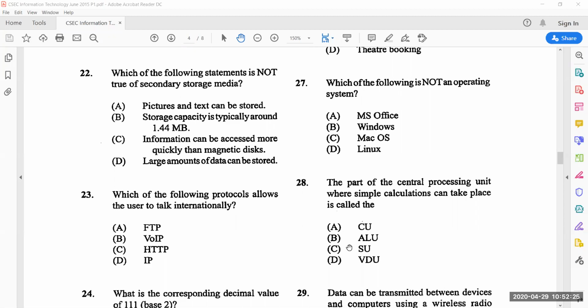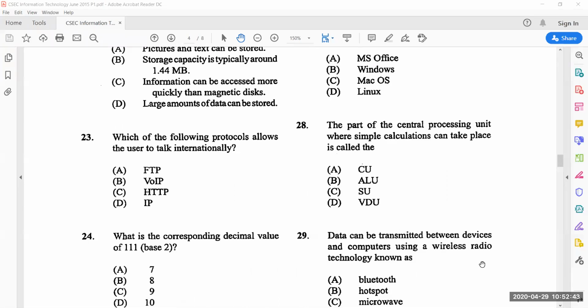Yes, that's correct. MS Office is more of an application program, because MS Office comprises multiple different types of applications, right? So Windows, Mac, and Linux are all operating systems. 28, the part of the central processing unit where simple calculations can take place is called the B. Yes, B, the ALU, or the arithmetic and logic unit.